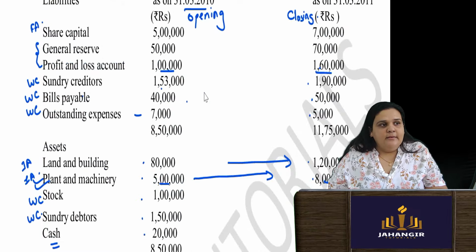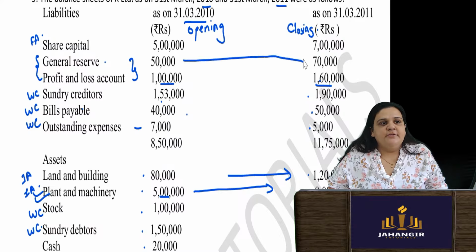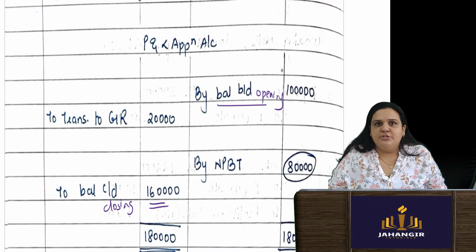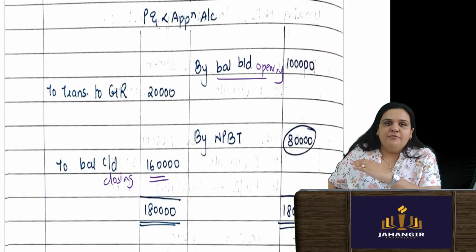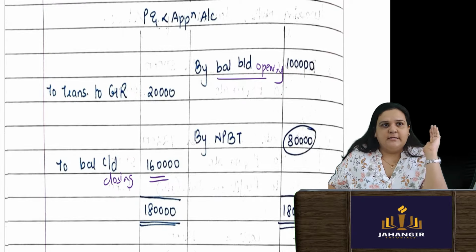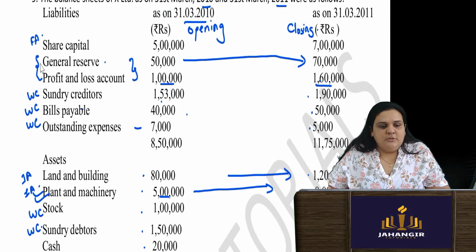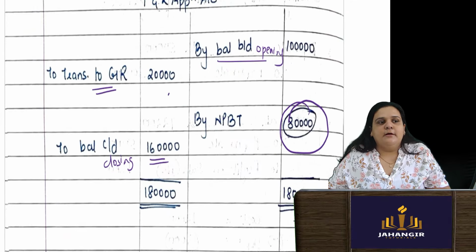Then, there is a transfer to general reserve. See this, from 50, my general reserve became 70. Now, transfers also will happen from my P&L appropriation only, no? Whatever profit I have after tax, from there I will do appropriation, meaning allocating that profit to different reserves or provisions, etc. So this transfer to general reserve also has happened from here only. 20,000 rupees, the change. This is also done general reserve and P&L. So my NPBT is now 80,000 rupees.